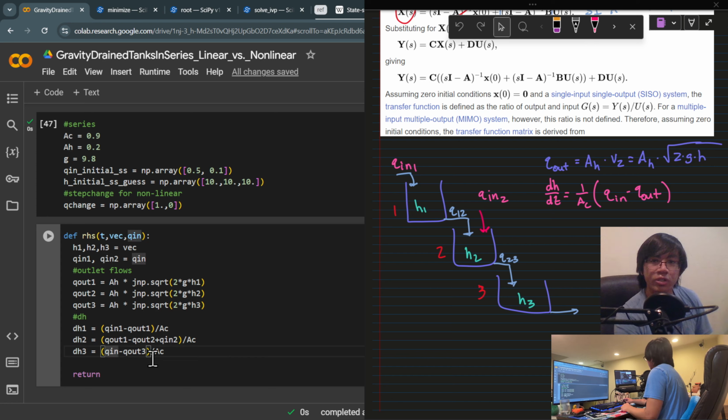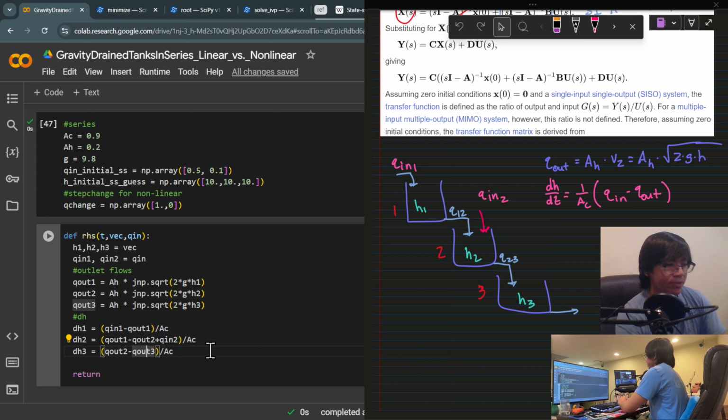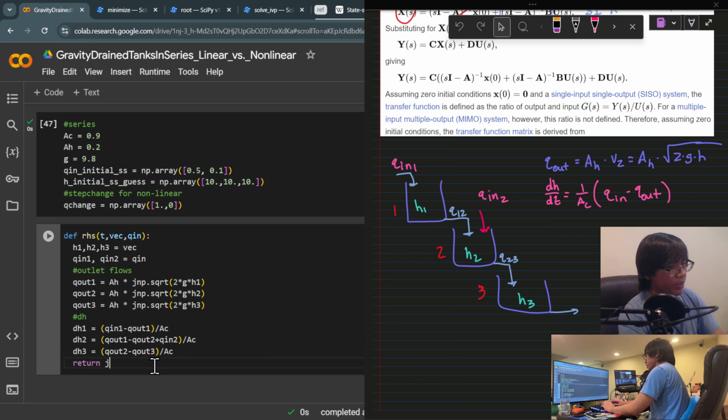Third tank is still Qn of, all right, this is Q out 2. So this is Q out 3, 2. Q out 2 is the outlet flow of the second tank and the inlet flow of the third tank. And then we're taking out Q out 3. Okay. Heights correspond. We're doing jnp. Awesome. And then make sure we do our jnp array.